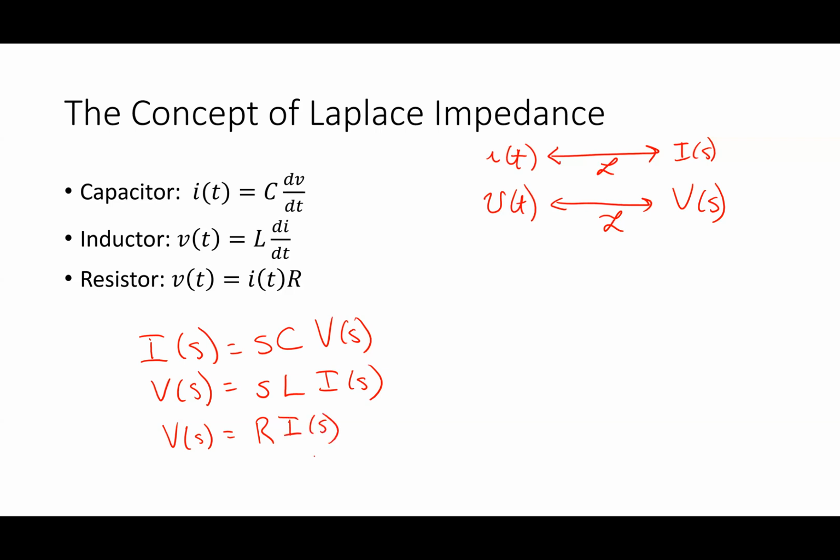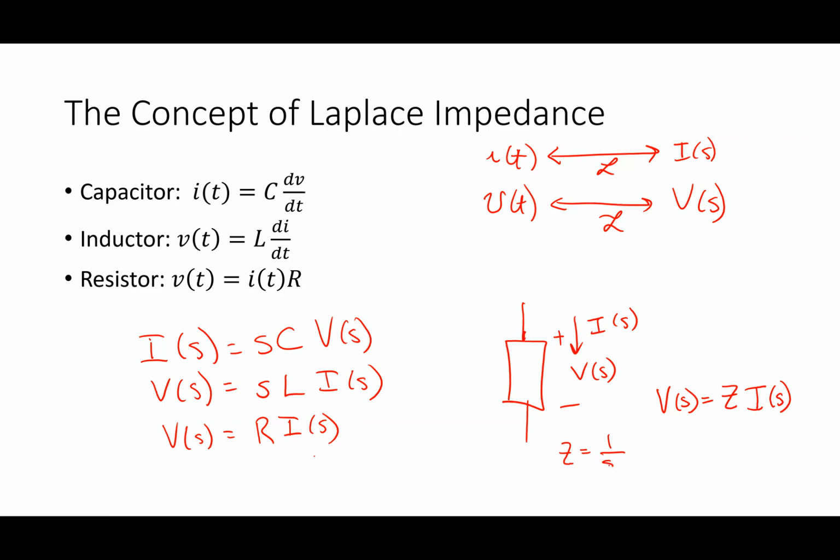So in general, for any component where I know the Laplace transform of the current into the component, and I know the voltage across that component, I have this relationship: V of s equals some impedance, Z, times I of s. And the impedances that I could have are, for a capacitor, 1 over SC. For an inductor, it's SL. And for a resistor, it's R.